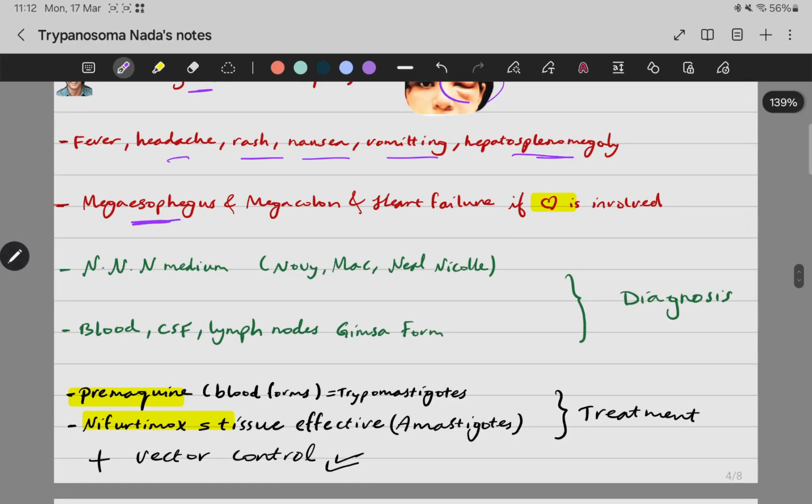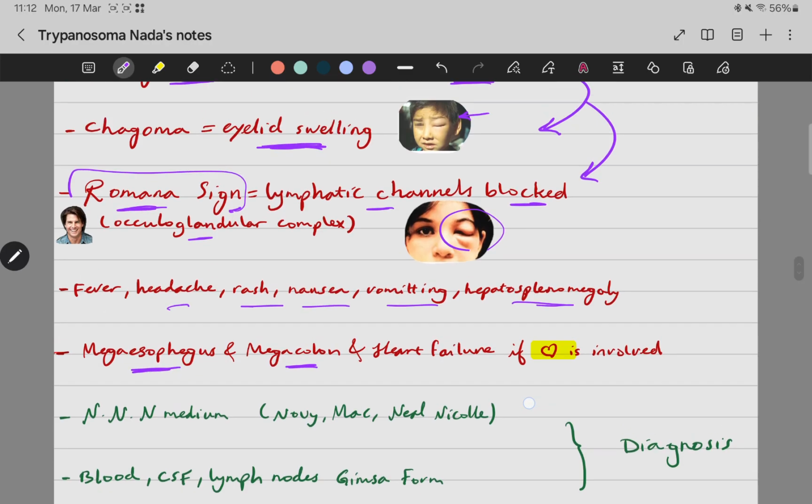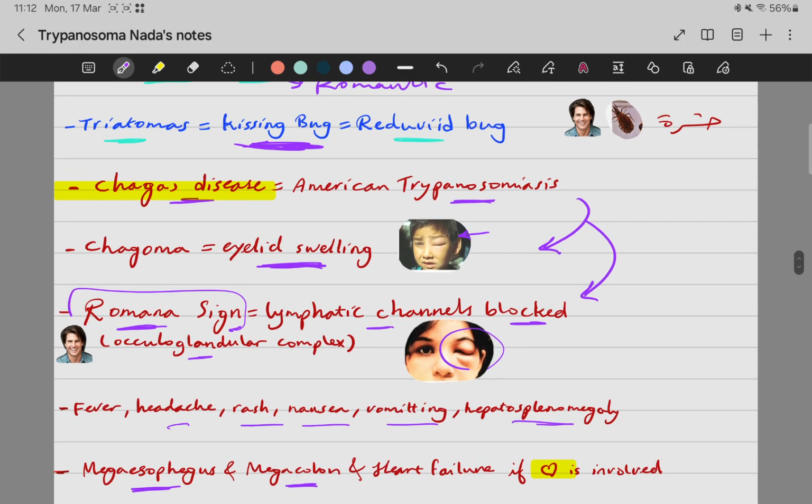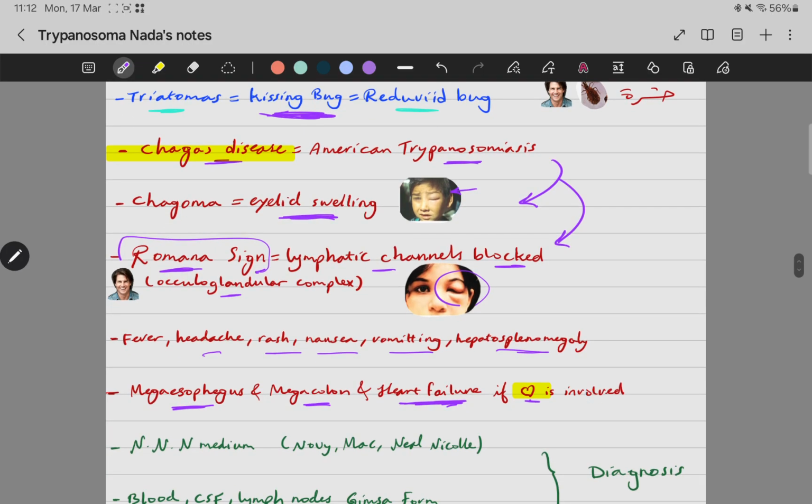Also we have megaesophagus. Here, with Trypanosoma cruzi, everything is enlarged: the eye is enlarged, also hepatosplenomegaly, the liver and the spleen, megaesophagus, the esophagus, and megacolon means the colon is enlarged. Okay, also, as I told you, Tom Cruise is a romantic guy, so this romantic guy also affects the heart, causing tachycardia and heart failure if the heart is involved.